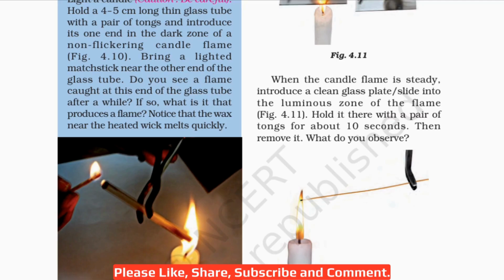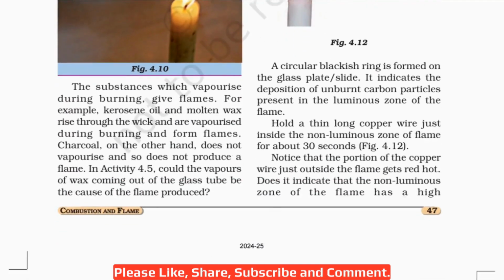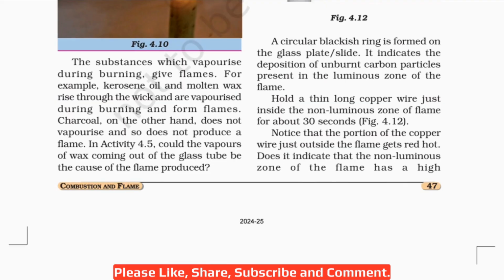Now these wax vapors entered the glass tube and they came out from the other end. So when we bring a lighted matchstick near the other end of the glass tube, the wax vapors coming out started burning and started producing a flame. Okay. So from this activity we can conclude that a flame consists of unburned wax vapors. Okay, now let's proceed. The substances which vaporize during burning give flames. This I have already told you.